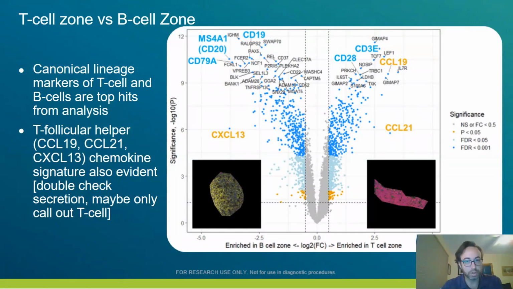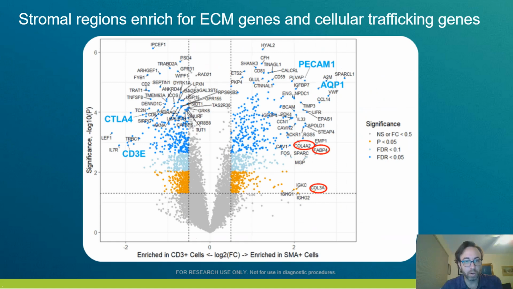I also wanted to show what the data looks like for the stromal rich regions when you compare, for example, the CD3 plus cells versus the SMA cells. And again, as we mentioned, we do see enrichment of genes such as CD3, CTLA4, but we also see aquaporin, PKM1, and a number of markers that are specific to extracellular matrix showing up within the regions collected that were enriched for SMA.